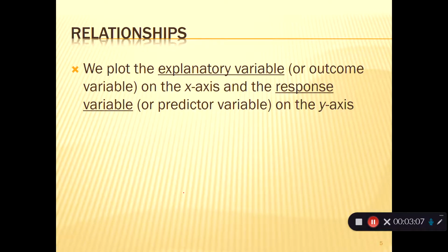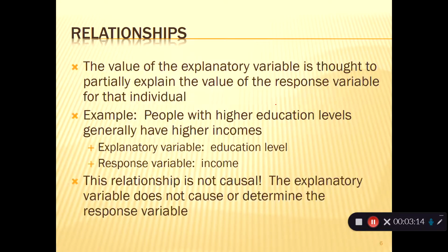The explanatory variable is plotted on the x-axis, and the response variable is plotted on the y-axis. We believe that the explanatory variable partially explains the value of the response variable. For example, people with higher education levels generally have higher incomes. So my explanatory variable here is the education level, and the response variable is the income level.